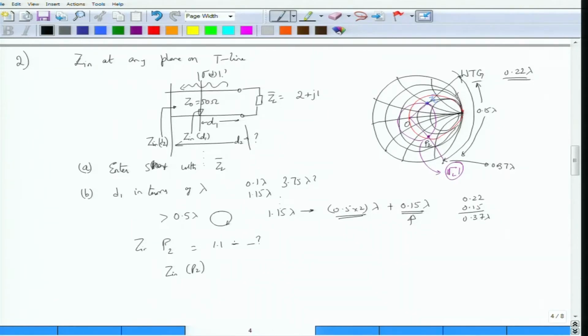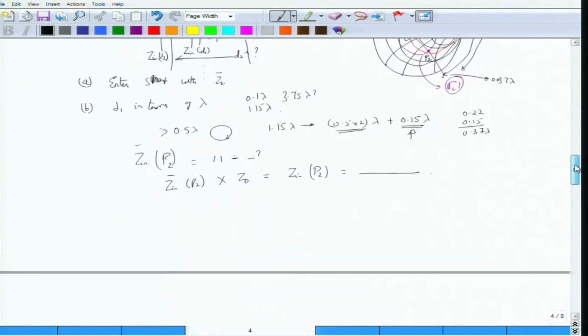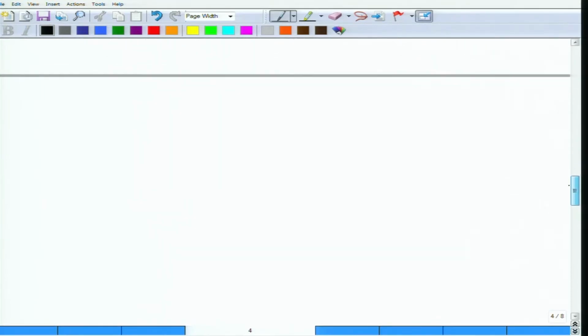So this is the input impedance at P2. It is normalized, therefore it needs to be multiplied by Z0 to obtain the unnormalized input impedance. You find this out, I will leave this as an exercise to you. Now let us look at a third example of finding SWR given ZL and Z0.